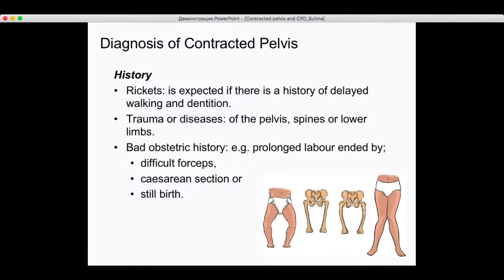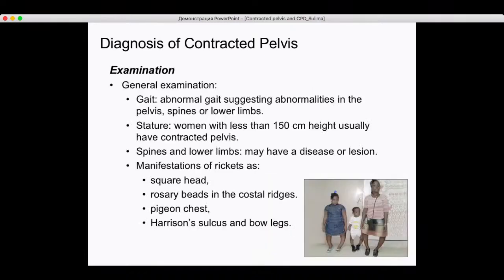What indications did she have for this procedure? Maybe there was a problem during the labor process, or maybe she had a stillbirth. It's very important, and this history can help you to diagnose contracted pelvis and maybe prognose the process of labor, of course, for avoiding a stillbirth and giving her a live and healthy baby.